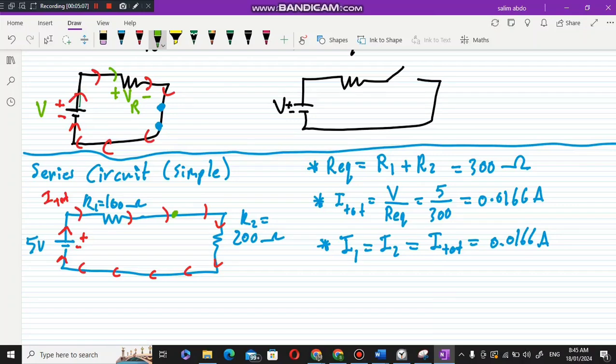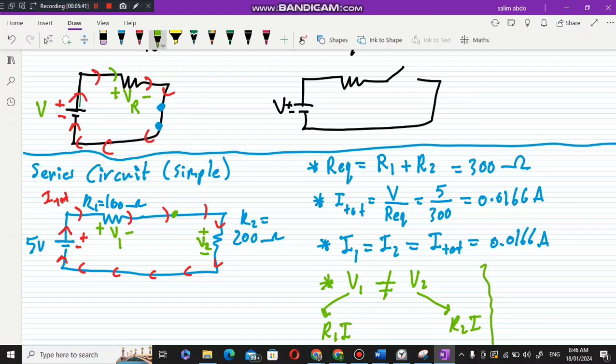Here the polarity of the first resistor is plus this way, minus here, so let's call this V1. Here it's plus and here it is minus, so it is V2. Now, do they have the same voltages? Yes or no? They won't have the same voltages. Voltage 1 is not equal to voltage 2, because voltage 1 is equal to resistance 1 times the current, while voltage 2 is equal to resistance 2 times the current. Even though they have the same currents, their resistances are different. So let's calculate V1 and V2.